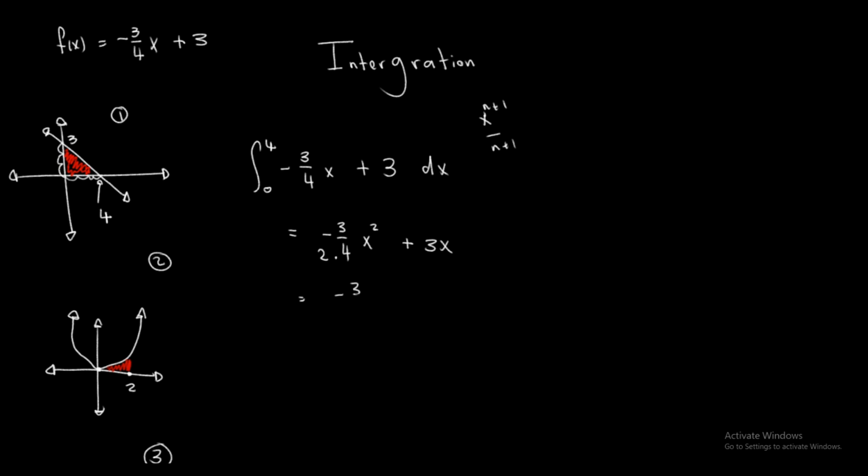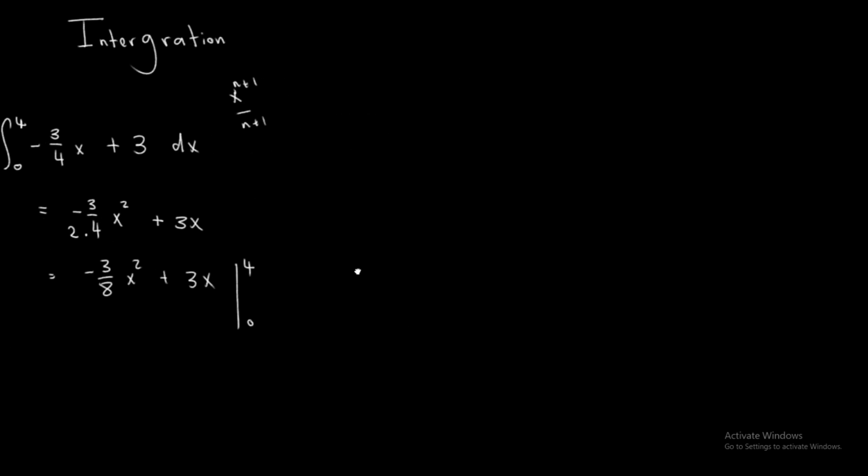So now I have -3 over 8 x squared plus 3x. Okay, so I found my integral. Now I want to evaluate it at the points 4 and 0. So now, how do we evaluate this? Well, we can substitute our 4 and our 0 into our function, our new function, our integrated function.